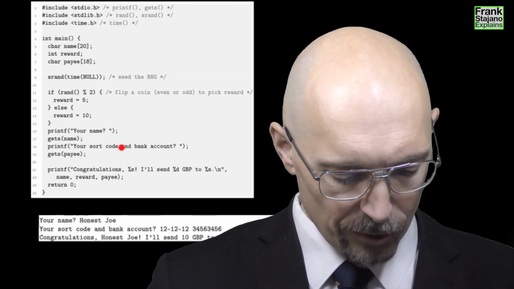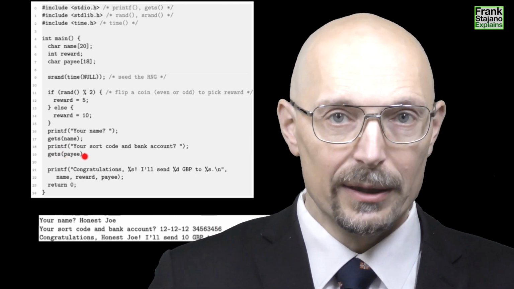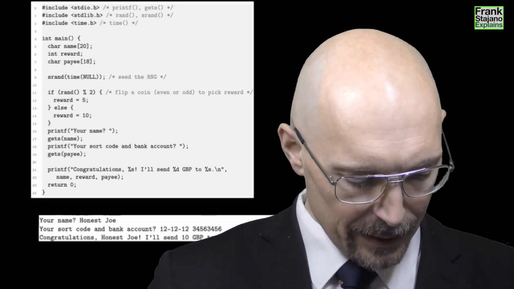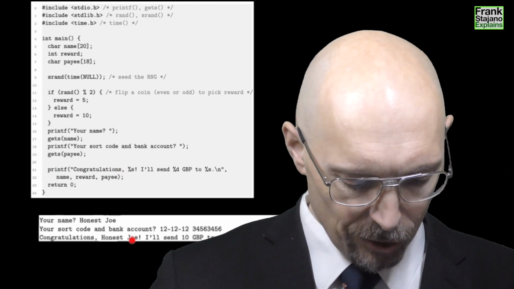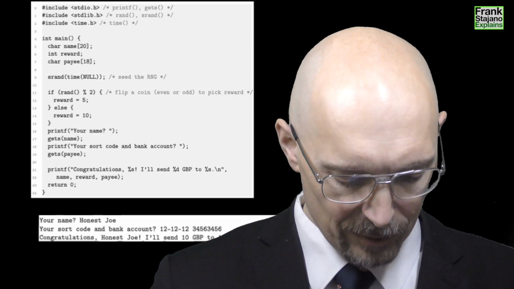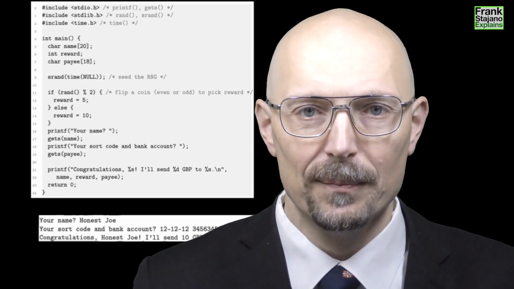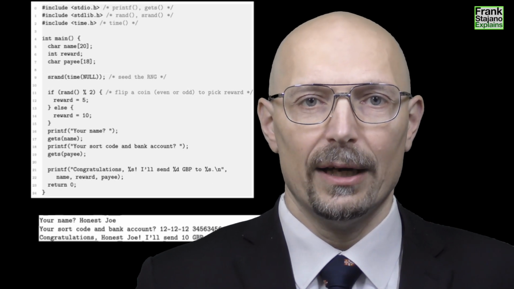Then it asks your sort code and bank account, and then it puts your input into the payee variable, and then it outputs, "Congratulations, Honest Joe. I'll send 10, because 10 is what came out of the flip of the coin, 10 pounds to this bank account that you supplied." Okay, very nice.